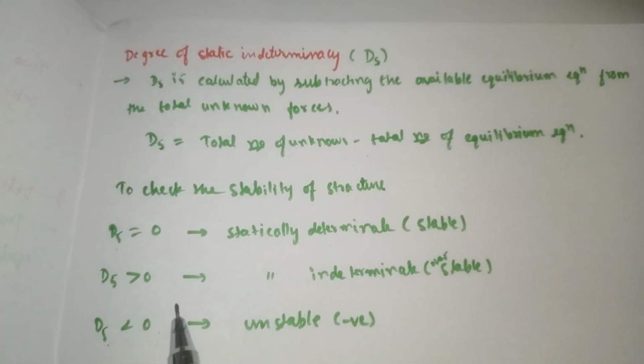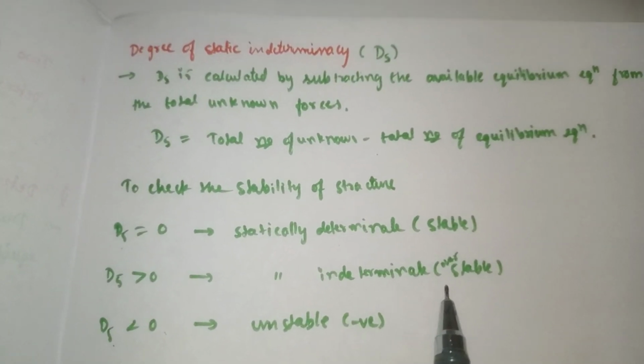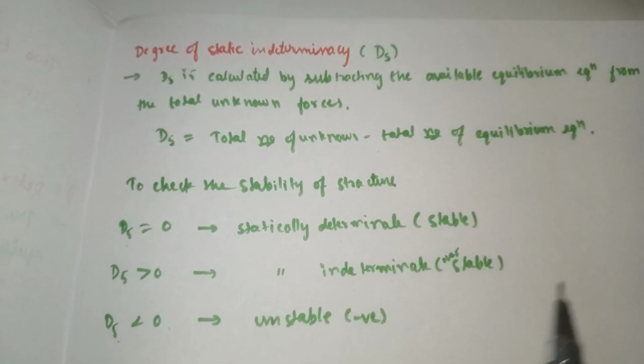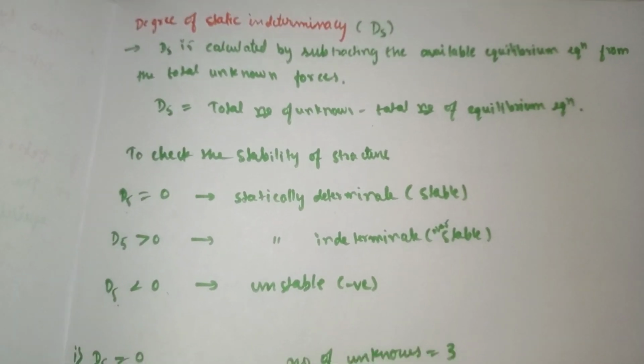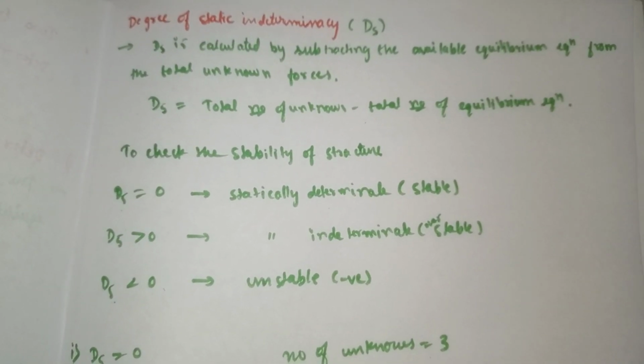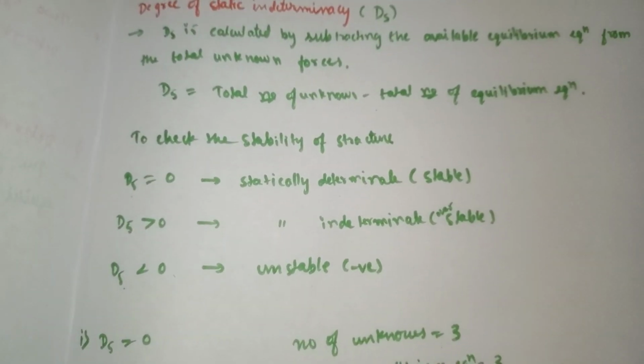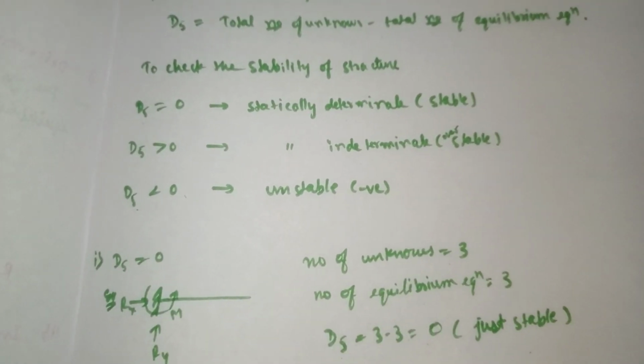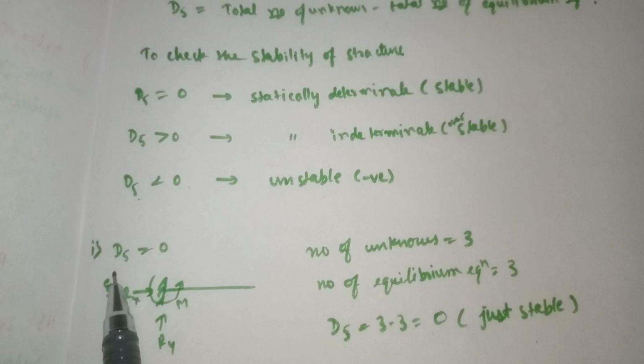If the ds value is greater than 0, then the structure is called overstable. We'll see by example. Through the examples, we'll come to know what is stable or just stable or unstable structures. We'll see. So we have taken one example here.